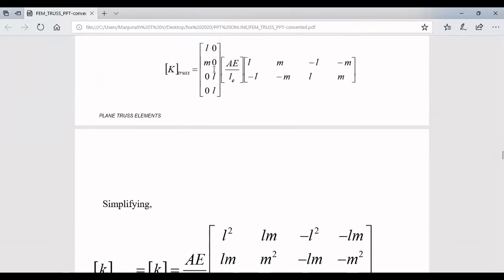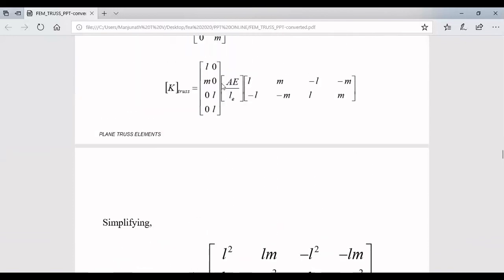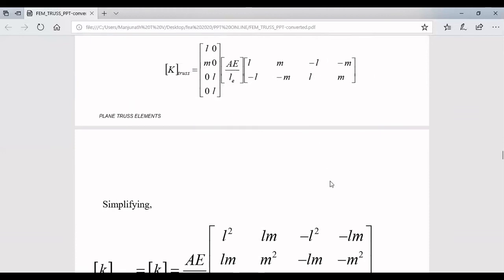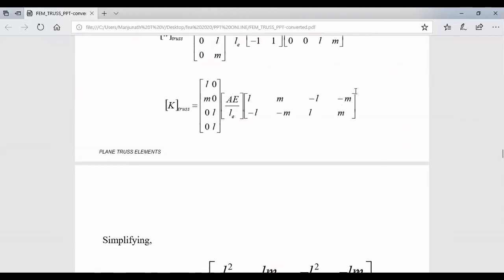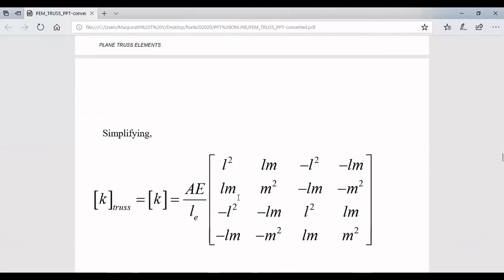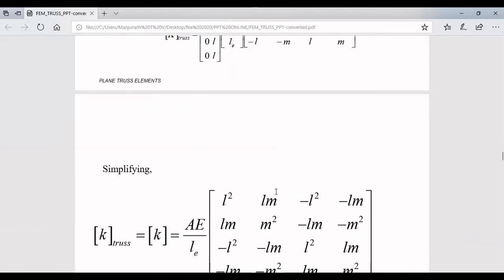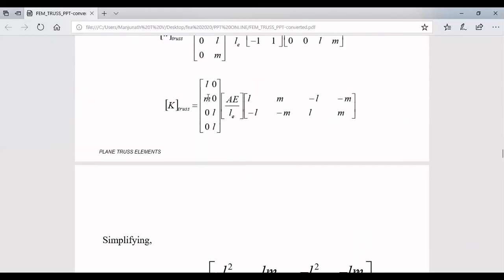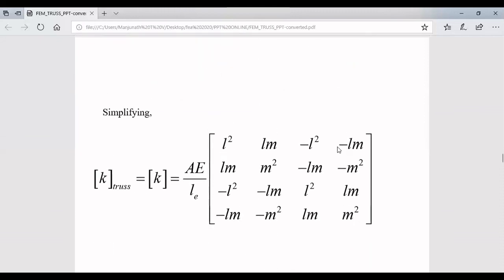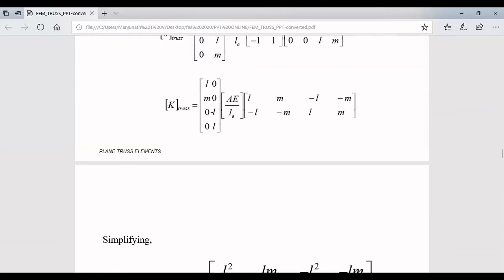Just one row I am going to show you. This row into this column gives l square, then lm, then minus l square, then minus lm. Similarly, second row into first column gives lm, second row into second column gives m square, second row into third column gives minus lm, and second row into fourth column gives minus m square. In a similar way we do the matrix multiplication for the third row and fourth row.